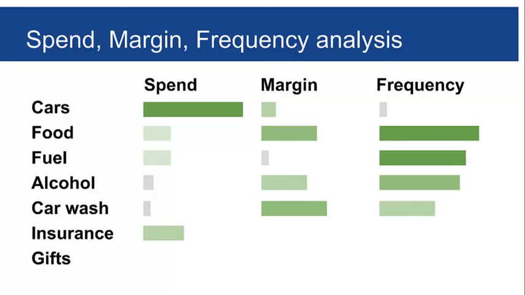Insurance. We might spend more on insurance when we buy than we do on food. An insurance policy for your car, for your house, life insurance, whatever, can be a lot more than you spend on filling your car up with fuel. The margin is middling, but the frequency again is very low.